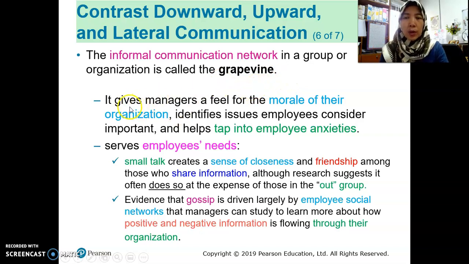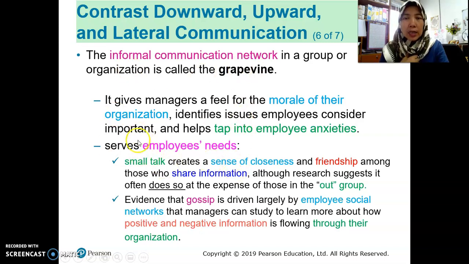So grapevine gives managers a feel for the morale of their organizations. They identify issues employees consider important, and also help to tap into employees' anxieties. Sometimes managers want to understand how the employees feel. They can get the information through the informal communication network, either from colleagues, from friends, from the boss, because sometimes employees wouldn't share their information or their feelings directly through the formal network.